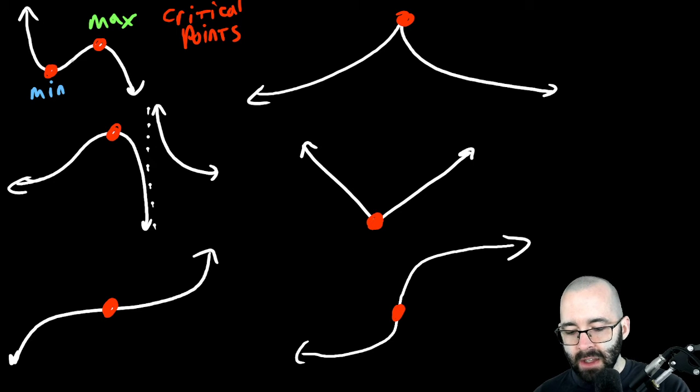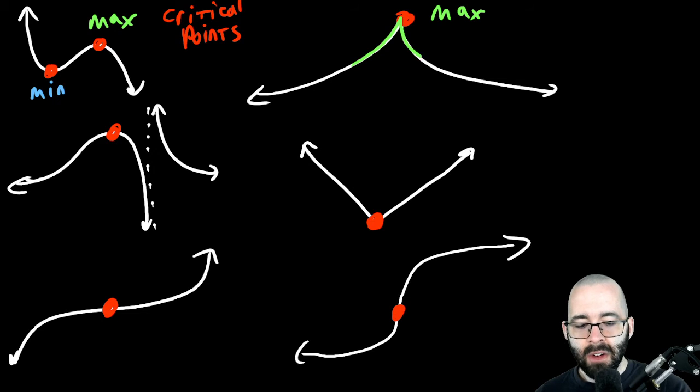Interesting. Function is increasing to the left at this point, right? As we go left to right, we're going up, and then we're going down. Positive derivative, negative derivative. To the left, we're going up. To the right, we're going down. We have a local max. Interesting. Next one. This is again a local max. As we approach from the left, we're going up. And then as we leave it to the right, we're going down. The derivative goes from positive to negative, increasing to decreasing. We have a local max.